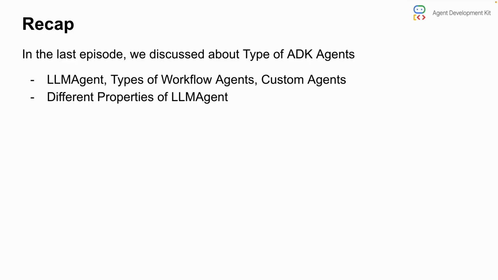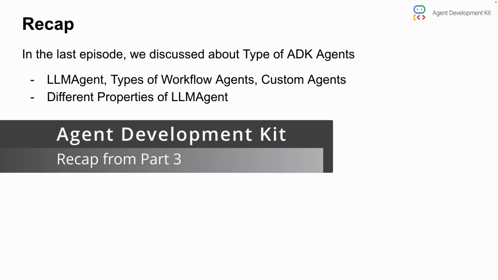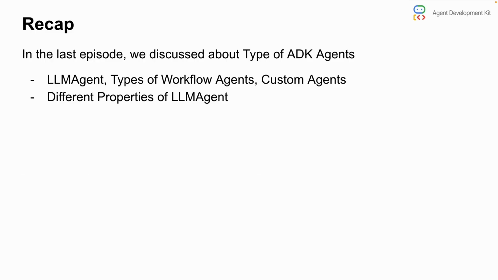But before moving into the current episode, we will quickly recap what we learned in the last episode. In the last episode, we learned about the different types of ADK agents like LLM agent, the different types of workflow agents like sequential, parallel or loop agents, and the custom agents. And we also learned the different types of properties for an ADK agent, which is also called an LLM agent. There are two sets of properties: required properties, and some advanced properties. They are not required and are optional. There can be very specific needs for particular properties when we want to build advanced ADK agents.